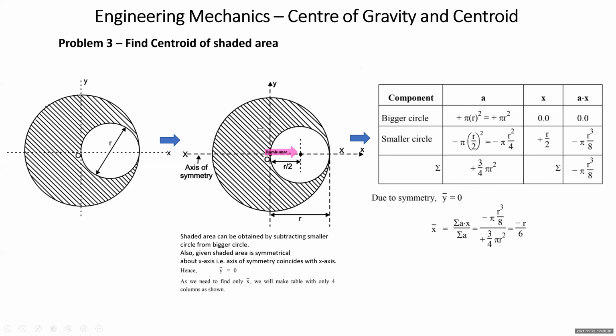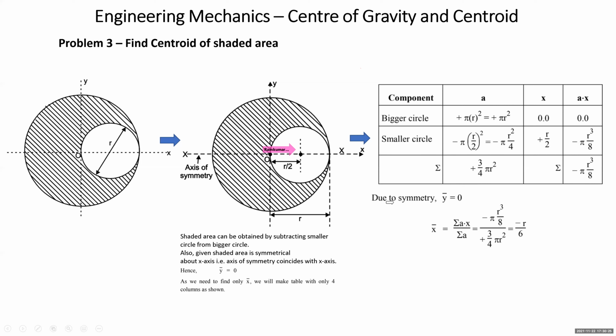Now, x coordinate of centroid of the bigger circle, is it coinciding with the origin only or not? So x coordinate is 0. What is the x coordinate of this point? This point is right of y-axis. So x coordinate is positive. What is that? Plus r by 2. You can multiply it, minus times plus gives minus. Then it comes minus pi r cube by 8.